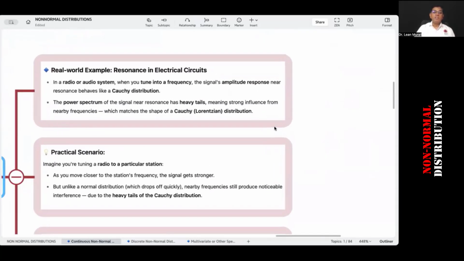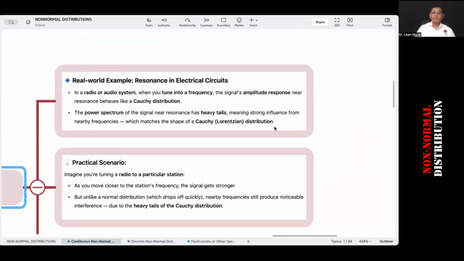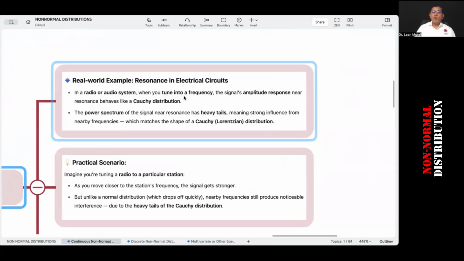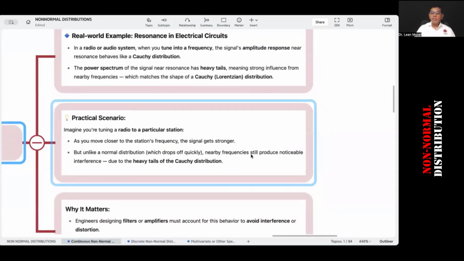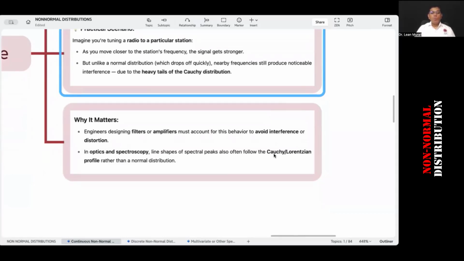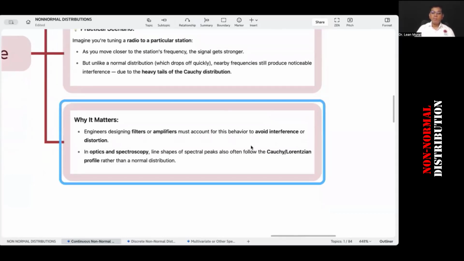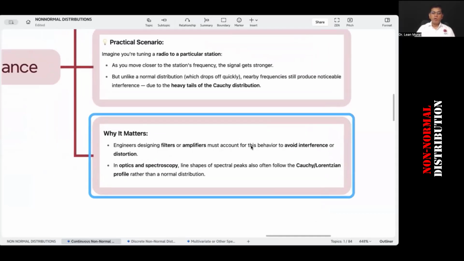Real world example is resonance in electrical circuits. In radio audio systems, when you tune your frequency, the signal amplitude response actually behaves like a Cauchy distribution. The practical scenario is that as you move closer to the station's frequency, the signal gets stronger. But unlike the normal distribution, the nearby frequencies still produce noticeable interference, due to the heavy tails of the Cauchy distribution. Why it matters is that engineers designing filters and amplifiers must account for this behavior to avoid interference. In optics and spectroscopy, this is used rather than the normal distribution.